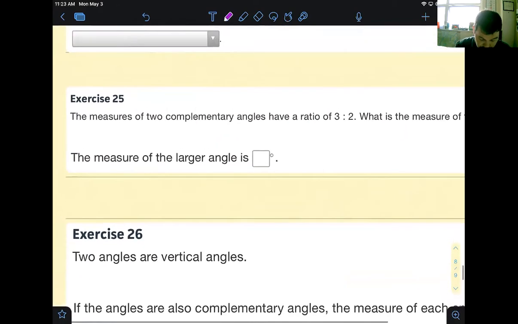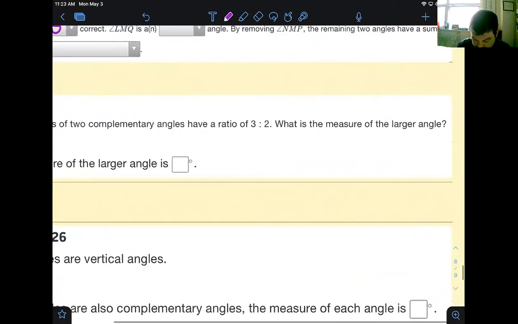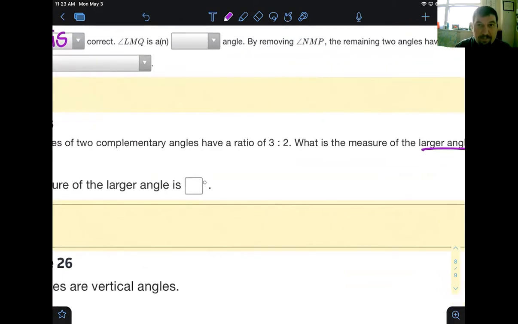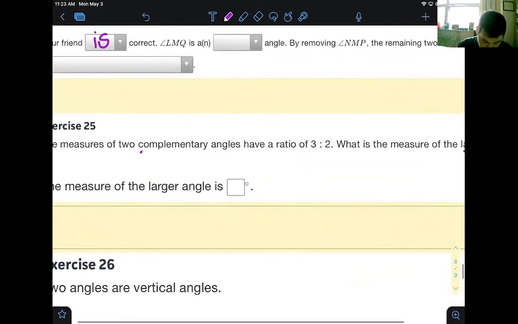Number 25, the measures of 2 complementary angles, which means they add to 90, have a ratio of 3 to 2. What is the measure of the larger angle? Okay, so here's how I do problems like this where they give me a ratio. The fact that they're complementary means I'm looking at two angles that are going to add to 90 degrees. So I'm going to call each of these angles X.